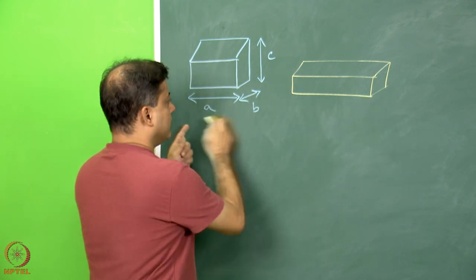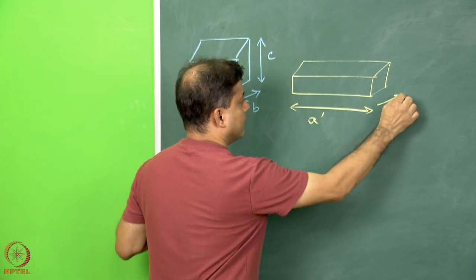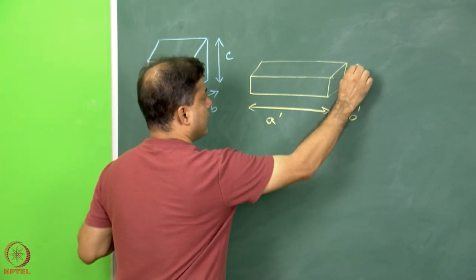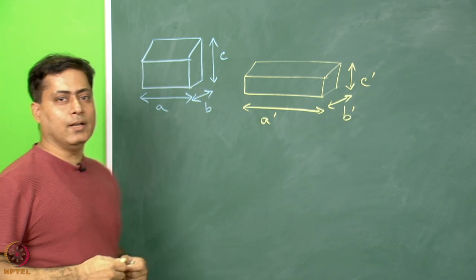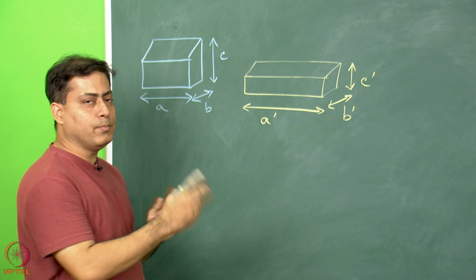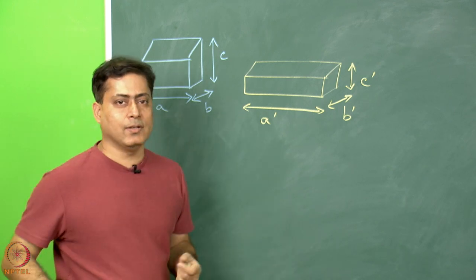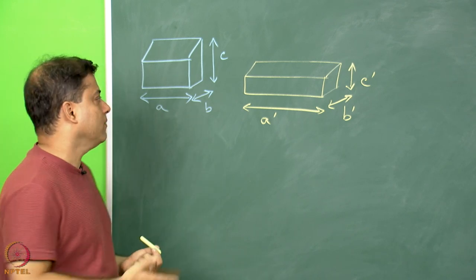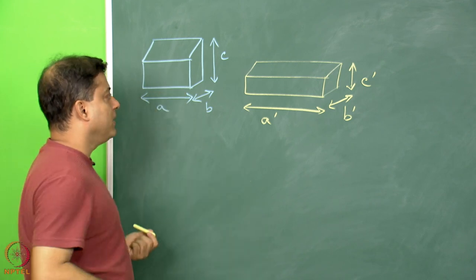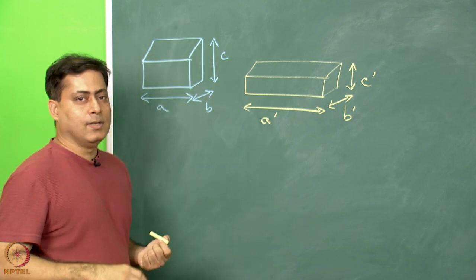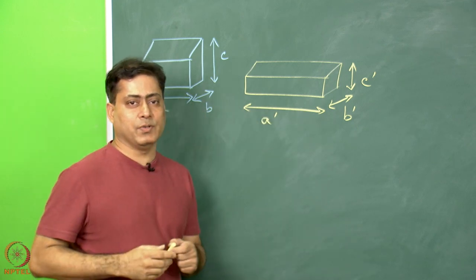So that this length becomes A dash, this length becomes B dash, and this length becomes C dash. So we are looking at these measurements at three perpendicular directions, and due to deformation, this change has happened. What can be a geological situation where such a thing can happen? Imagine we have got a material and we have hammered at the top. Very ideally, then from here to there, transformation is possible.